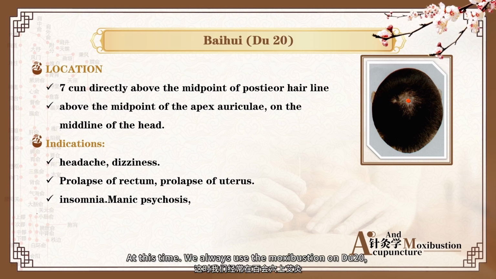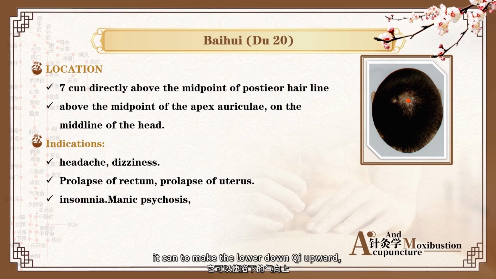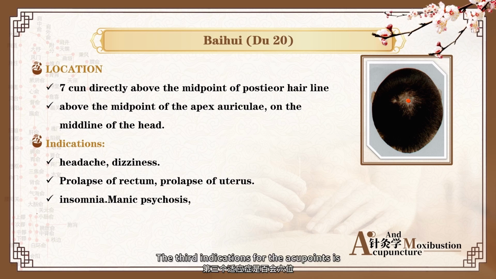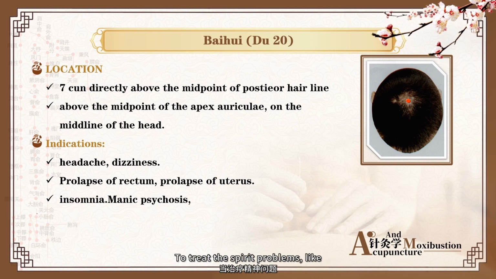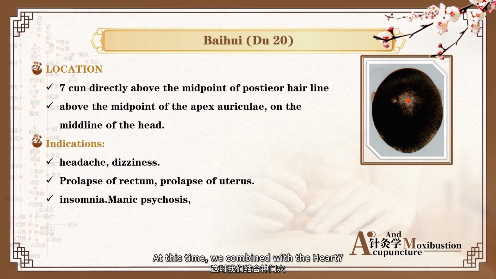At this time, we always use moxibustion on Du20. It can lift the sunken Qi upwards to keep the organs in the right positions. The third indication for this point is that it can calm the patient down, to treat spirit problems like insomnia and manic psychosis. At this time, we combine it with Heart 7.